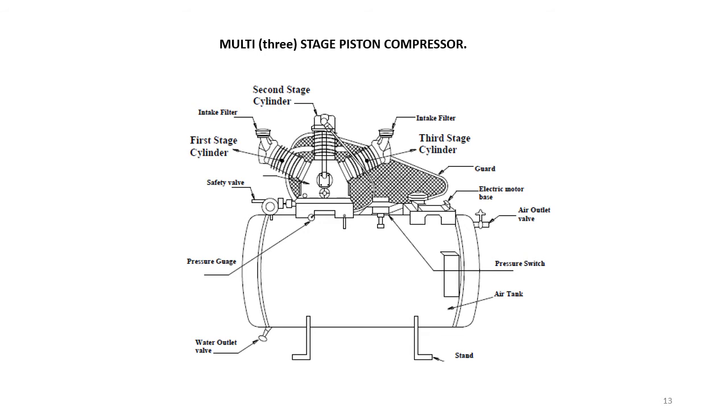So let us study multi-stage or three-piston compressors. This is a diagram. Here you can see there are three compressors: first stage, second stage, and third stage. This is the air receiver tank. There is an inlet valve which sucks the air. The air passes through these three stages and is stored in this air receiver tank, and whenever it is required, it is used by a pneumatic circuit.